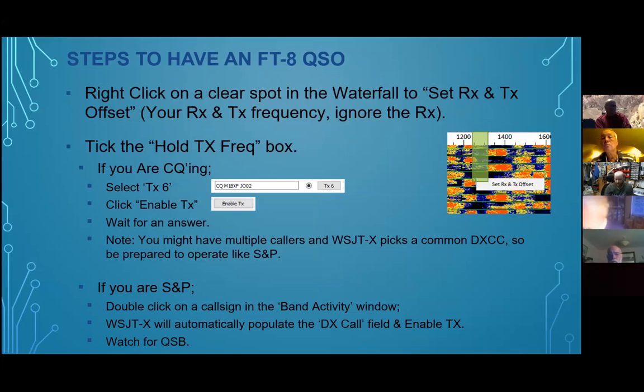Find a clear frequency, set it, and tick that box so you don't change frequency again. That's the same whether you're calling stations or calling CQ. If you're calling CQ, you just tick the TX6 box and then hit Enable TX, and the system pretty much goes away and makes QSOs.